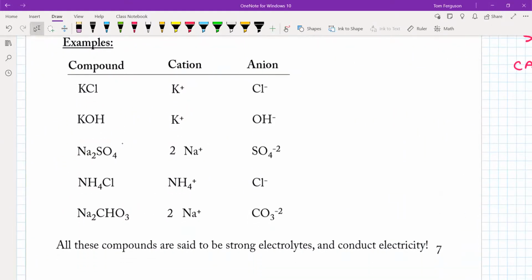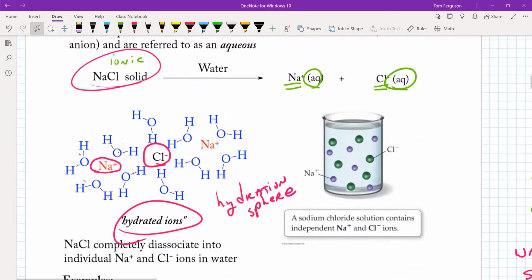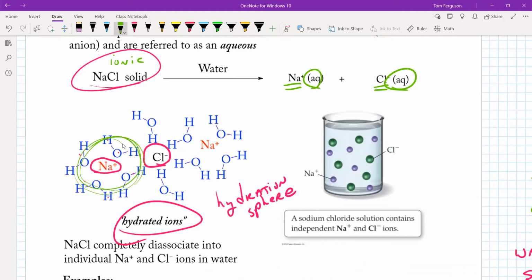Okay, so let's go down this list here and look at whether these are going to stay separated or not. And again, when I mean separated, I mean like this, where the water surrounds the cation. The water surrounds the anion, chloride in this case, okay? That's white in this table. That means they stay apart.